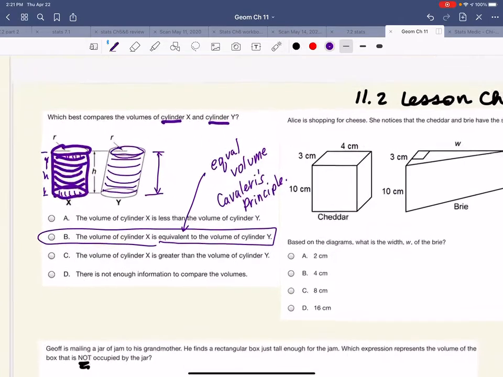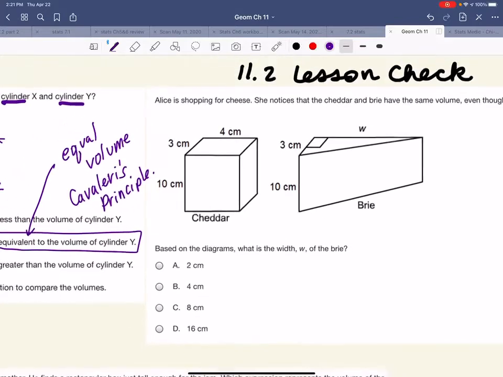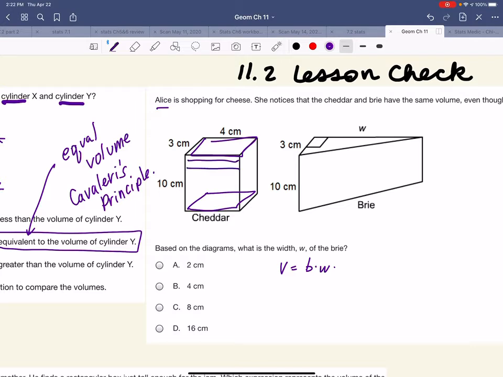Okay, question number 2. Alice is shopping for cheese. So the volume of anything in the universe is the area of the base, and we know the base is the same as that height here, even though the base is hidden, right? The area of the base. So that's length times width, right? And then however high we stack that square or rectangle.